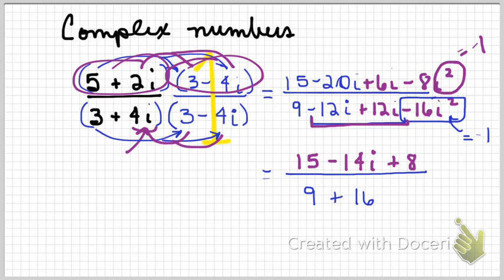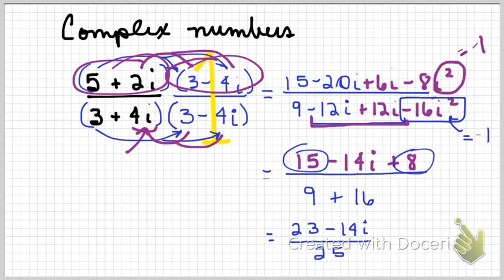So I simplify the old numerator there. Let's grab a different color here. I got 15 is real, 8 is real, so that's 23 minus 14i, and my denominator just becomes 25.